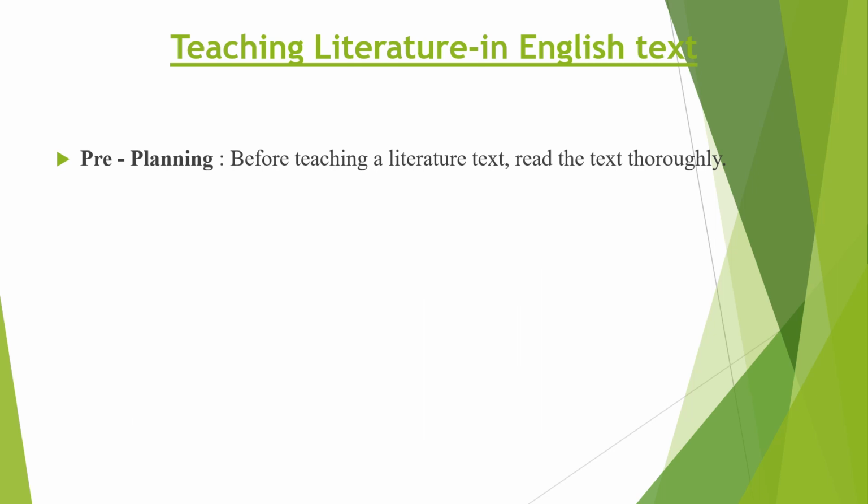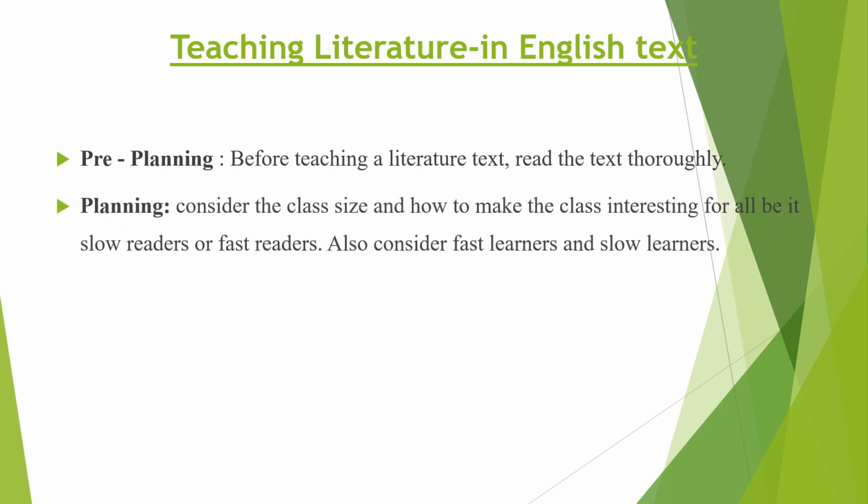The second thing is planning. You consider the class size and how to make the class interesting for all, be it slow learners or fast learners. So you consider slow readers or fast readers, and then you also consider fast learners and slow learners whilst you plan the lesson. This is because the literature in English classroom setting requires that students participate in the reading activity.